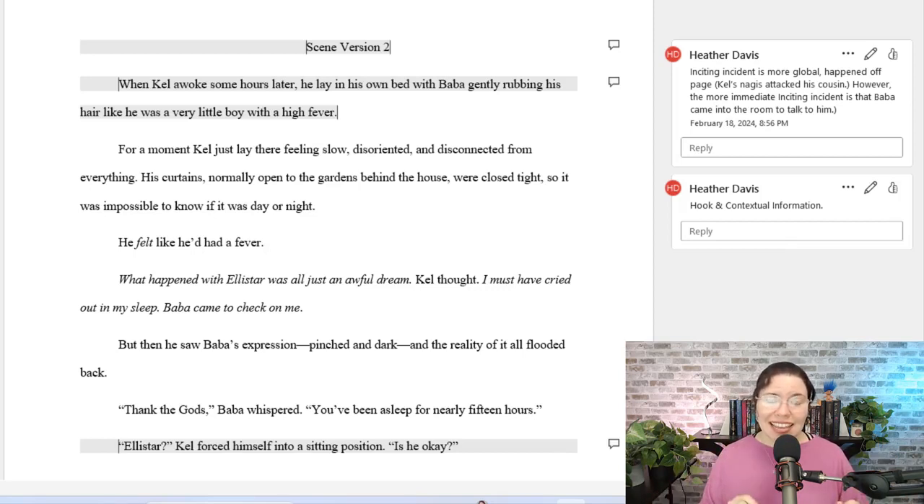The second thing is that this sentence provides important contextual information. We find out a lot from this scene. We find out that Kel is the POV character, that Baba is with him, that they're in Kel's room, and that several hours have passed since the event where Elistar was injured. So what this does is it really grounds the reader in the moment and prevents them from feeling confused.